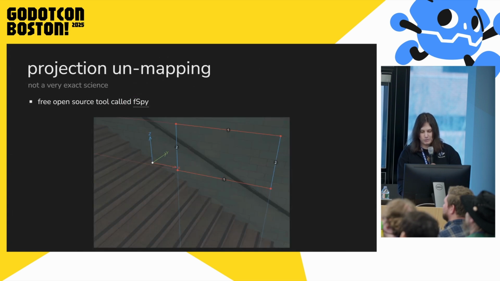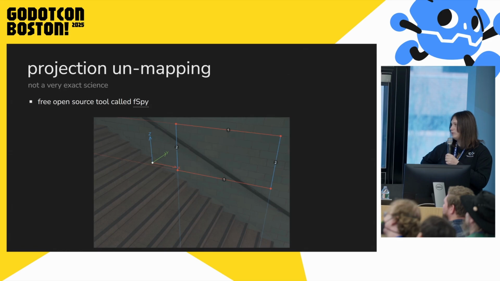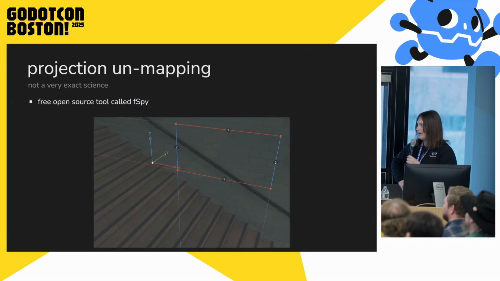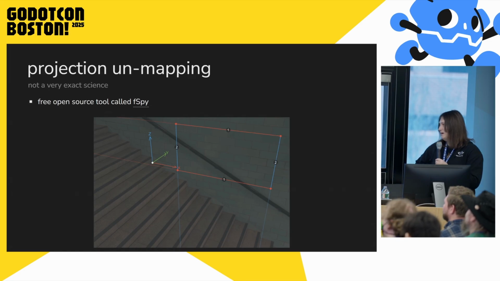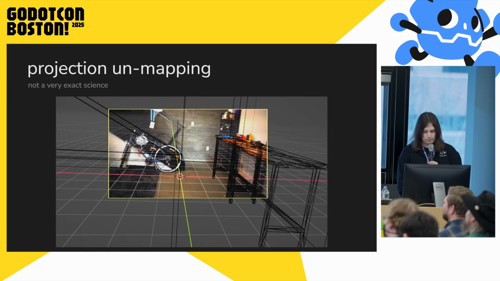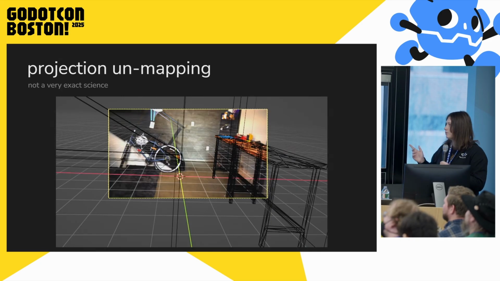Luckily, open source is really cool. Somebody made a tool. You just take a picture, you put some lines on it, and then it does a bunch of magic math that tells you what all the numbers should be. This is a cool program called fSpy. So okay, we have it lined up. This is what it looks like in Blender. That's the image we started from, and then a mesh on top of that.